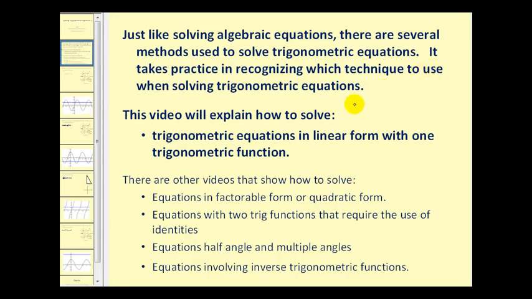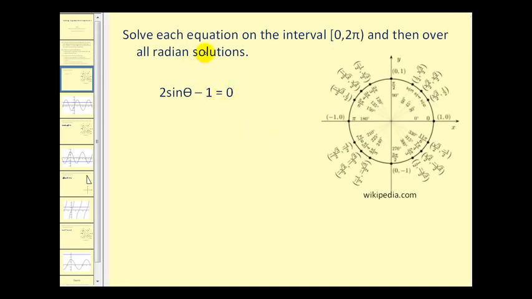This video will explain how to solve trig equations in linear form with one trig function, and there will be several other videos that address different types of equations with different solving techniques. We want to solve each equation first on the interval from 0 to 2 pi, and then over all radian measure. So what we're going to do first is solve this equation for sine theta. So we'll add 1 to both sides, and then divide by 2. So sine theta must equal 1/2.